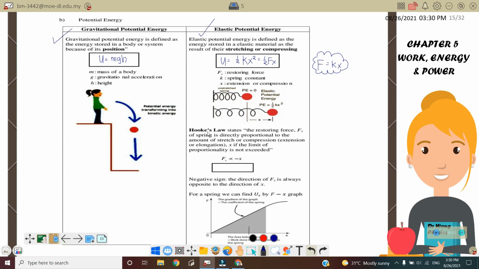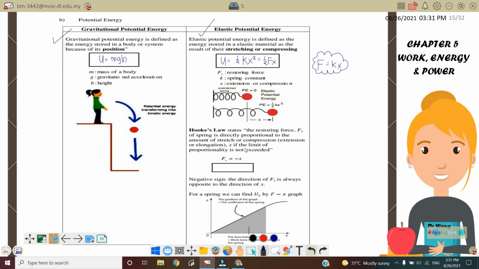Hooke's law states that the restoring force F of a spring is directly proportional to the amount of the stretch or the compression. If we stretch, it means extension; if we compress, it means the length is shortened. So it's either extension or compression, as long as there is a change of x.